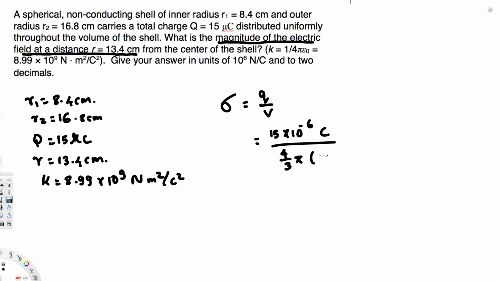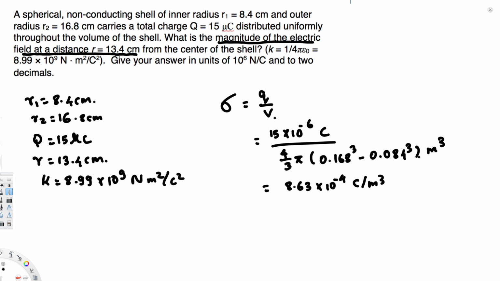This is in centimeter, so if I convert this one into meter, that's going to become 0.168 cube minus the inner radius 8.4, so that's going to be 0.084 cube, and that's meter cube, right? If you calculate this one, you should get 8.63 times 10 to the power of minus 4 coulombs per meter cube. So this is our charge density. Now we are trying to find the electric field.